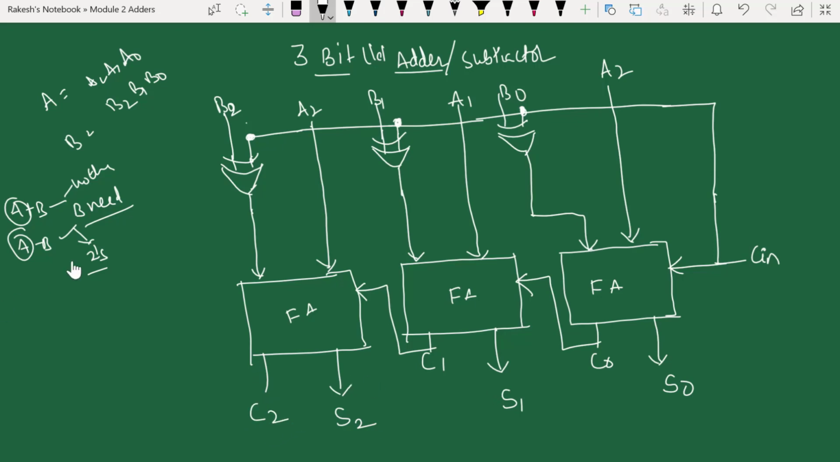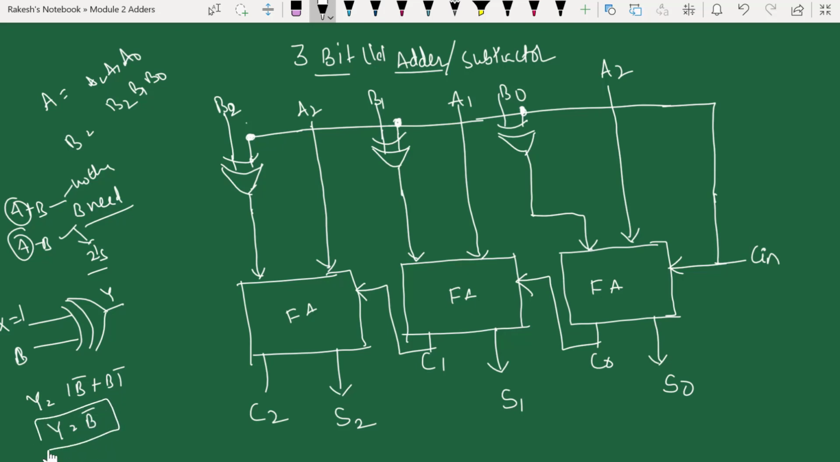Now if you look at the working of your XOR gate, as I said in the first few classes, the XOR gate can be used as an inverter if you make one input 1. Suppose I make x equal to 1 and the next one is b. The output expression y will be 1 into b bar plus b into 1 bar. That means y equals b bar. So when one input of the XOR gate is 1, you get the complement of the given input as output.